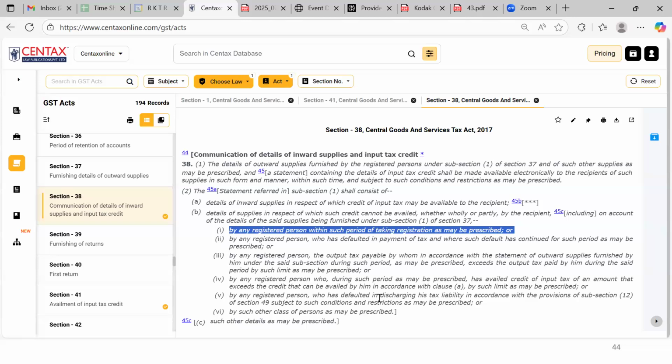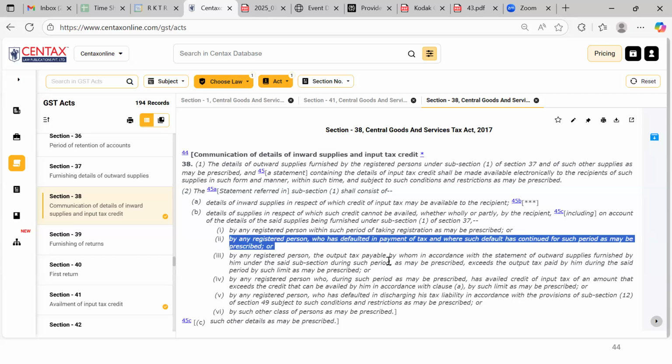And also, it is merely restricting, but they are not providing when I can re-avail it, or when I will actually be eligible to take the ITC. Say the initial 30 days, we'll take an example. If I take a registration today, then for the next 30 days, those who purchase goods from me may not be able to avail the ITC. But after 30 days, can I avail it? So I think these rules and conditions need to be prescribed by the government in rules. Then only we can see how it will impact the recipient. Okay.